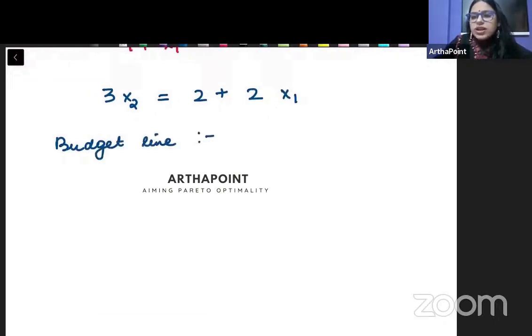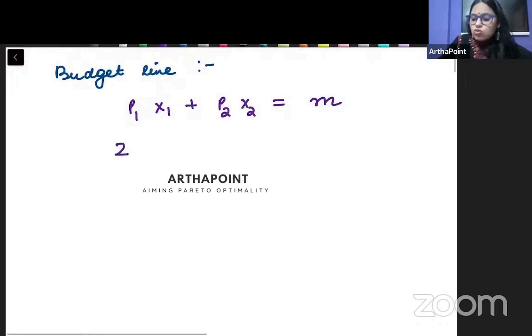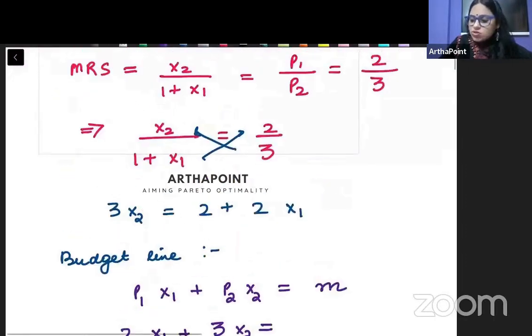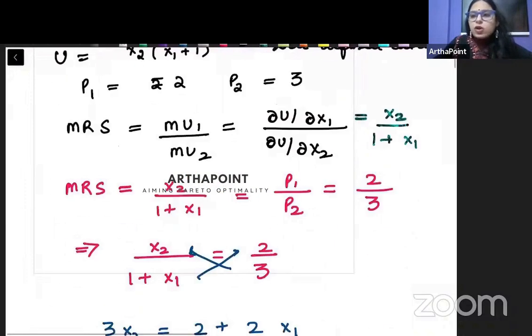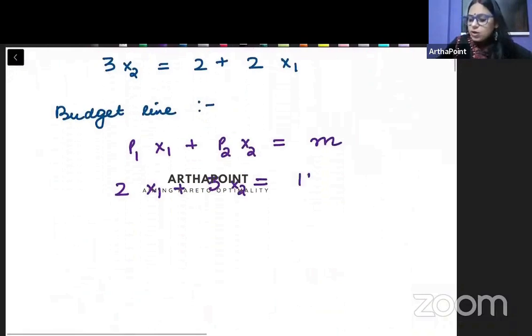Now tell me, beta, how will you write the budget line? Budget line का क्या equation होता है? It is P1x1 plus P2x2 is equal to income of the consumer. Beta, P1 is given to you as 2x1. P2 is given to you as 3x2. Income कितना दिया हुआ है consumer का? The income of consumer is given to you as 142. So is equal to 142.